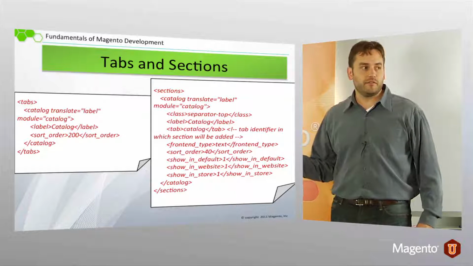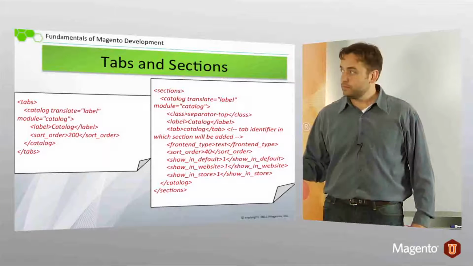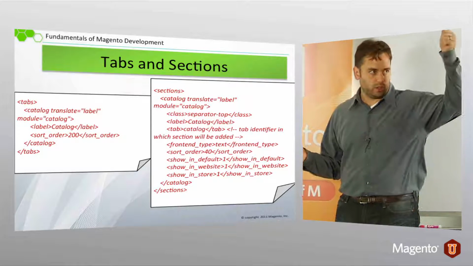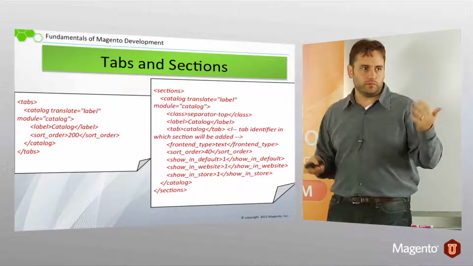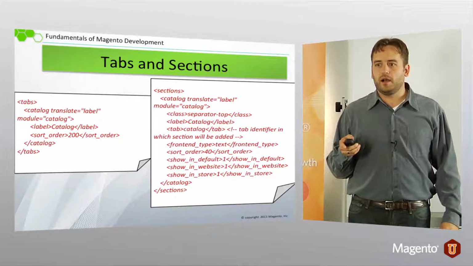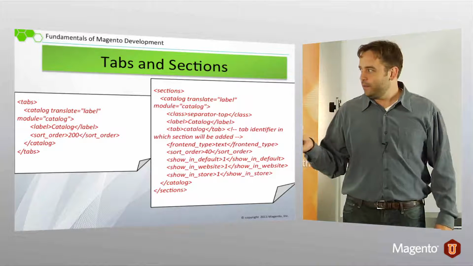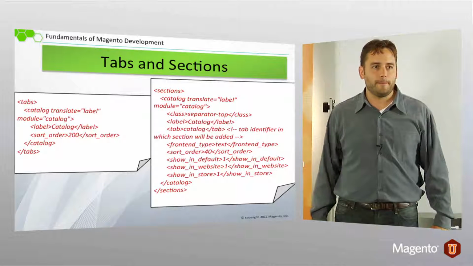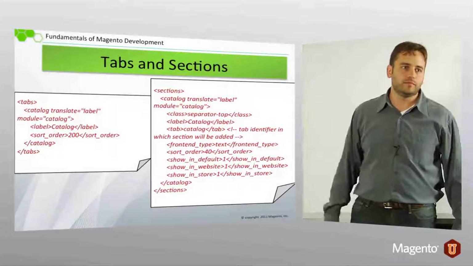If one of these isn't specified, it's determined to be false. So, show in default, that would be the global scope. Show in website, and show in store. Your choice. And showing means enabling the functionality. So you'd see, for example, in the admin, when we want to enable path hints, that one is set show in default false. So that's why we have to change to a website or a store scope in order to show those.